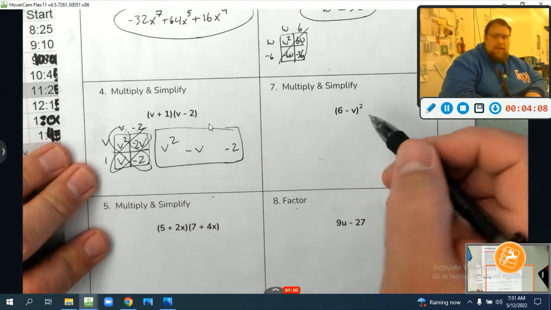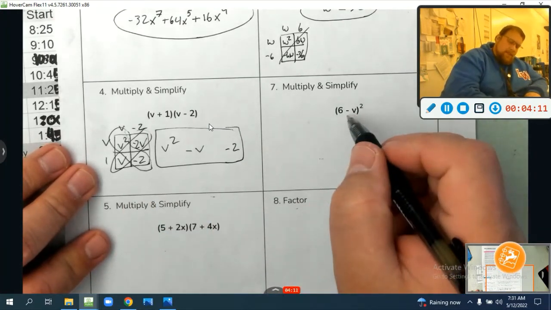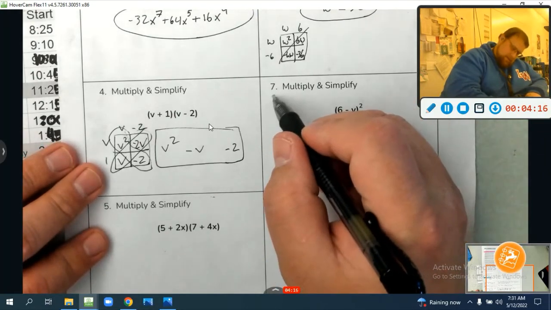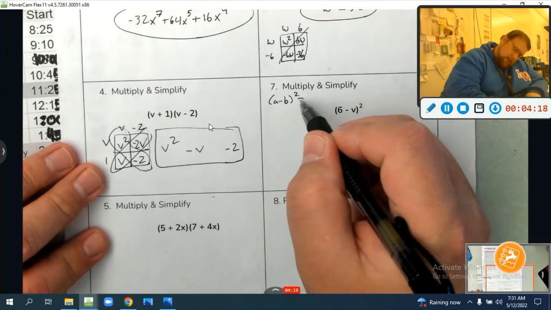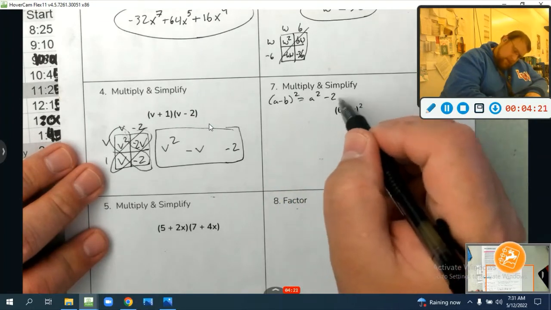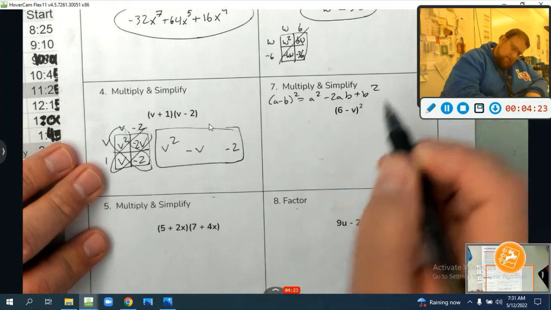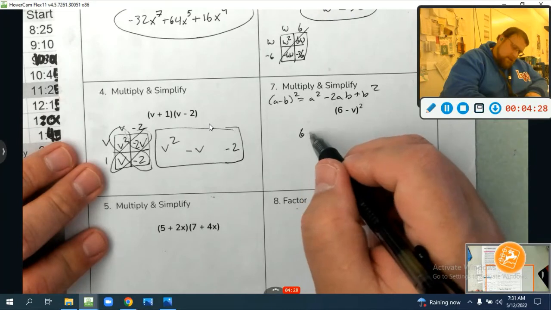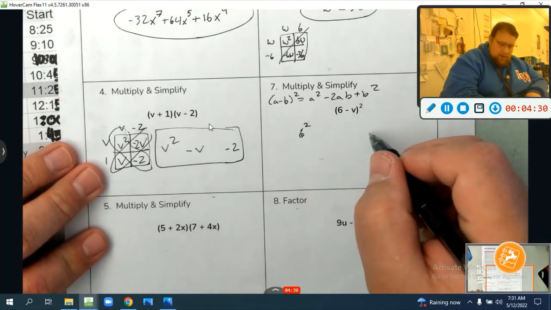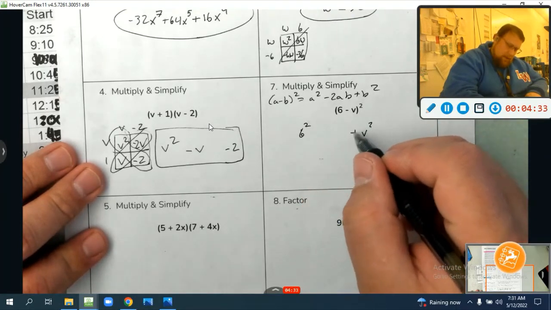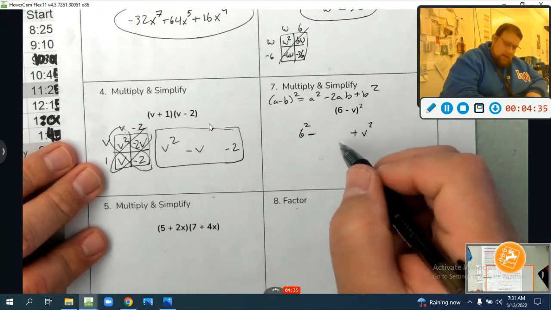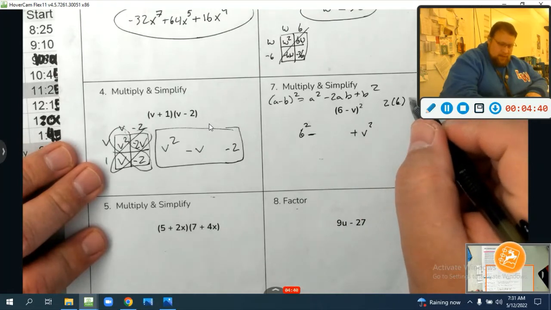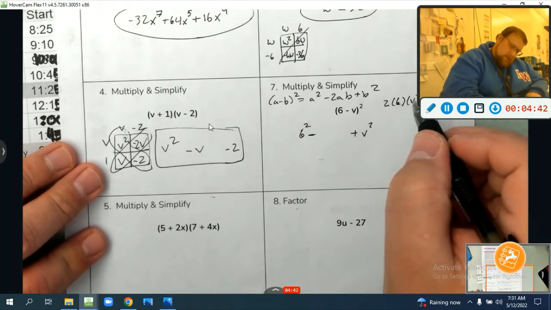Oh, I love this. Don't forget, what is this? And it's a minus. We got to know that. So this is going to end up being, right? If I have a minus b squared, that equals a squared minus 2ab plus b squared. So, again, I'm just going to square these. I know my first term is going to be 6 squared. My last term is going to be v squared, and it's going to have a plus right there. And we're going to have a minus here. And my middle term is going to be 2 times 6 times v, which is 12v.